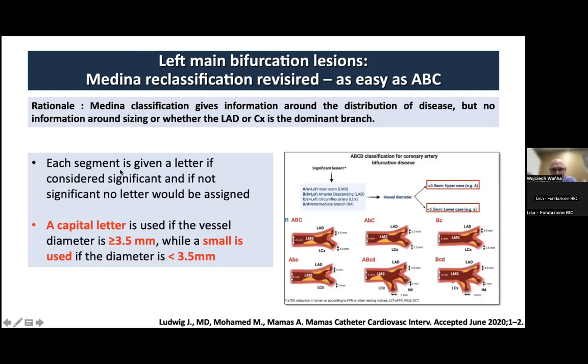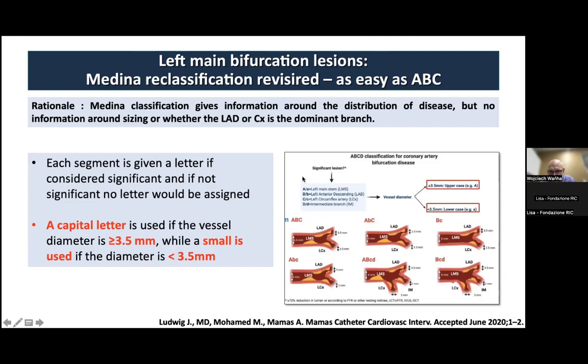Each segment is given a letter if considered significant, and if not significant, no letter is assigned. A capital letter is used if the vessel diameter is more than 3.5 millimeters, while a small letter is used if the diameter is less than 3.5 millimeters. So let me go to an example of the ABCD classification for bifurcation lesions. A is for left main, B is for LAD, C is for circumflex, and D is for the intermediate branch.